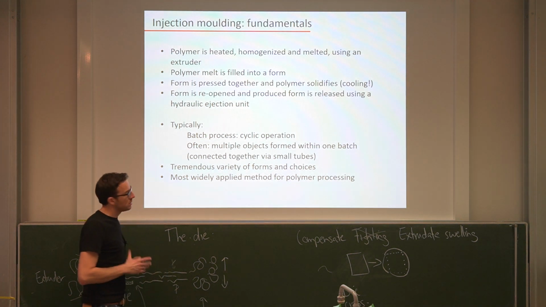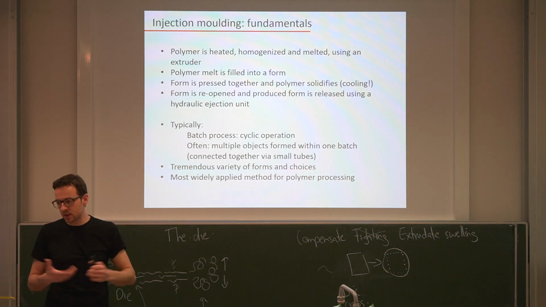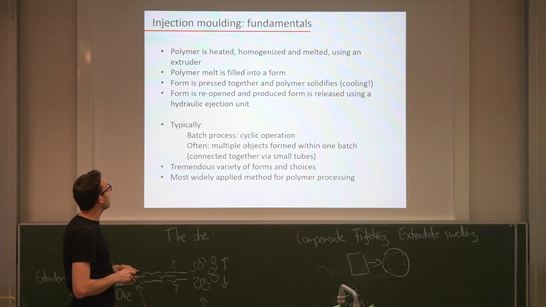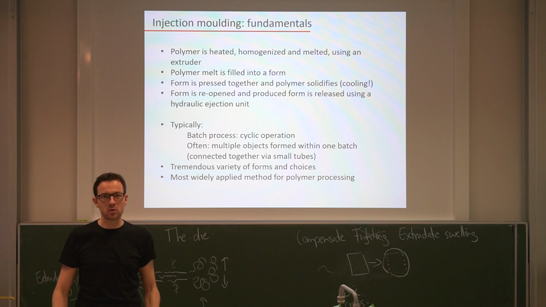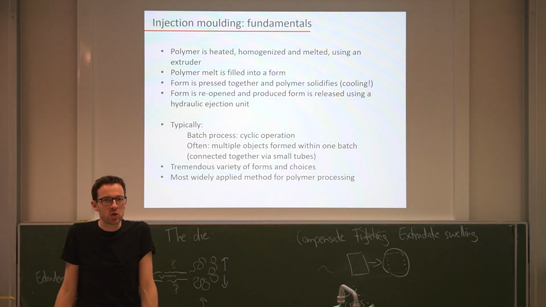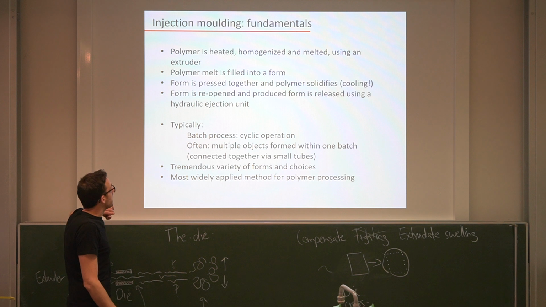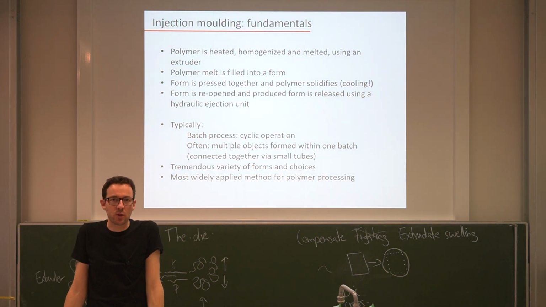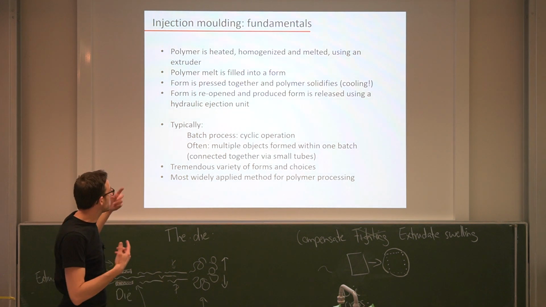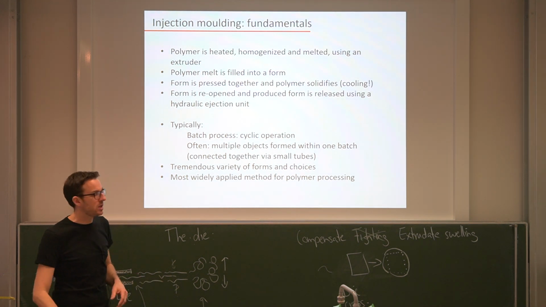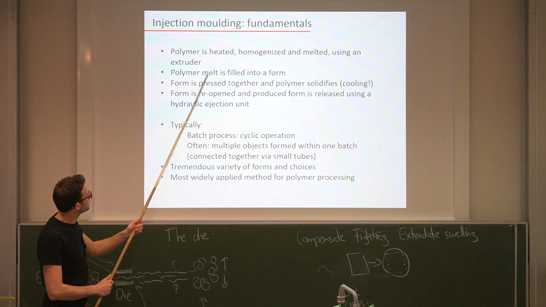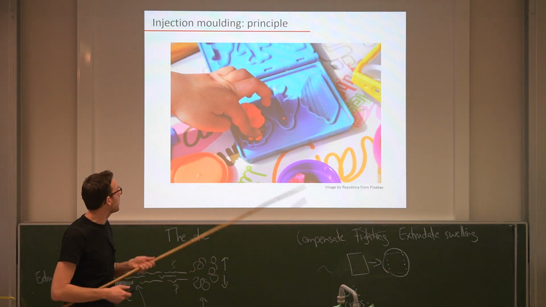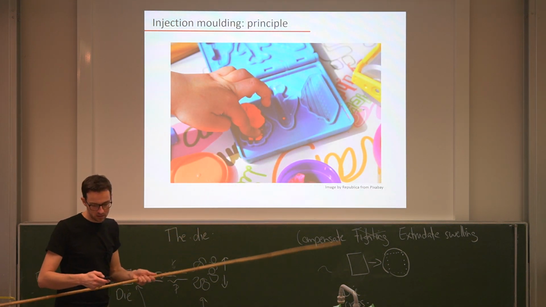Okay, so the fundamentals of injection molding is that we need to, again, heat, homogenize, and liquefy our polymer, and we do this using the machine that we already learned to appreciate, an extruder. And now, instead of having the extruder run continuously to produce infinite length materials, we actually just use it as a way to heat up the material.